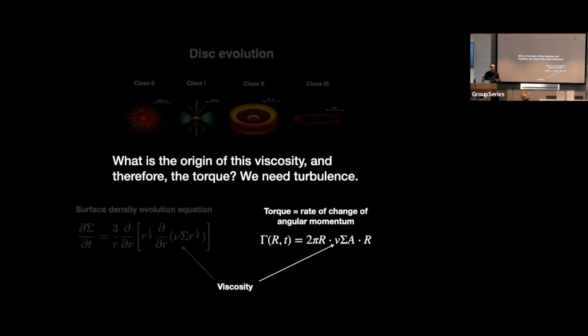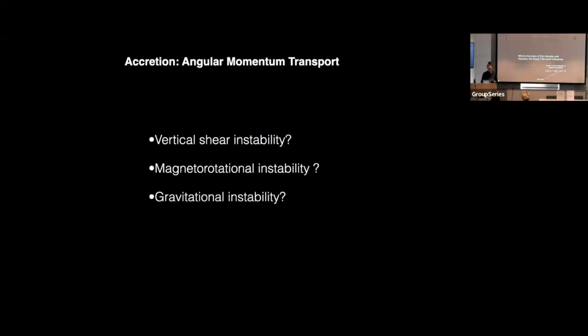This is a big open question in our field. What is the origin of this viscosity and therefore the torque? We need turbulence. The reason that we need turbulence is because an object that is in true Keplerian rotation is always in laminar flow. What happens is if you take a fluid element and you displace it out to large radii, there's always going to be a restoring force.